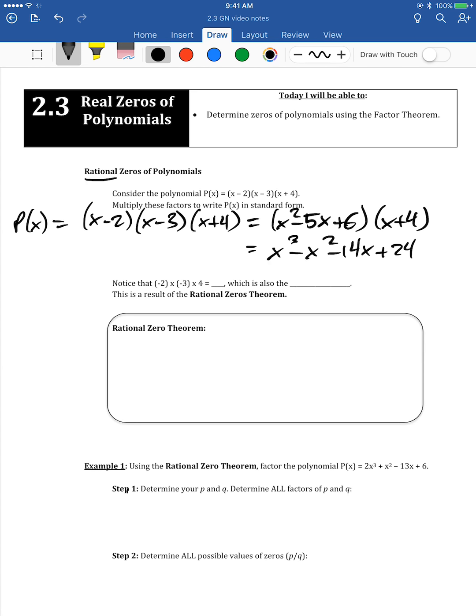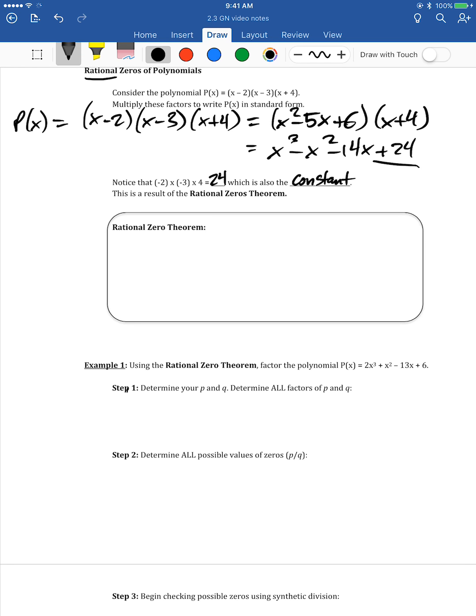Notice that negative 2 times negative 3 times positive 4 is 24, which is also the constant term here, positive 24. This is a result of something called the rational zeros theorem. So let's go ahead and talk about that.